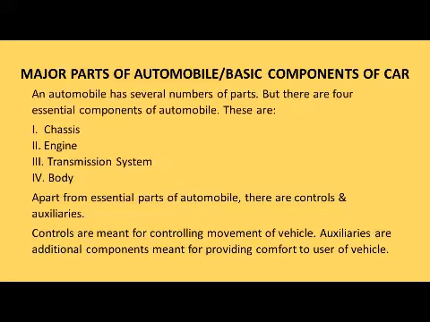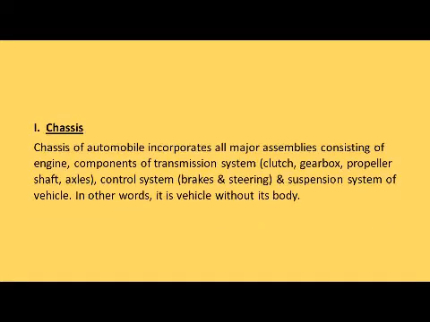So, major parts of an automobile, that is, the basic components of a car. An automobile has several parts, but there are four essential components of an automobile. These are the chassis, the engine, the transmission system, and the body. Apart from these four essential parts, there are controls and auxiliaries. The controls are meant for controlling the movement of the vehicle. The auxiliaries are additional components meant for providing comfort to the user of the automobile.